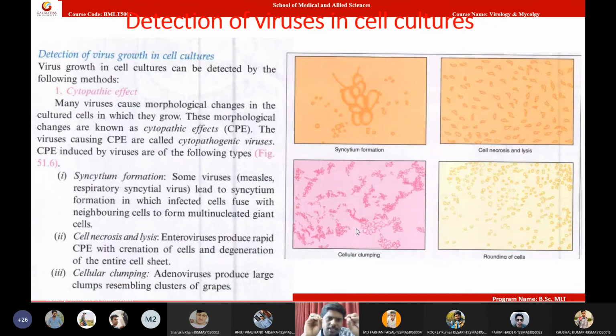Picorna and herpes viruses will show rounding of cells. These are the cytopathic effects. In tomorrow's lecture, I will discuss the other things, okay? Tomorrow I will discuss inclusion bodies, transformation, hemadsorption and other tests. So this is enough for today, students.